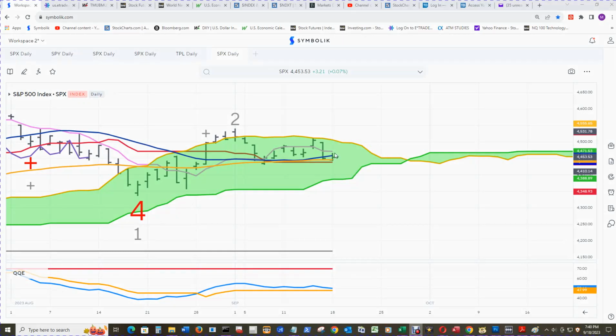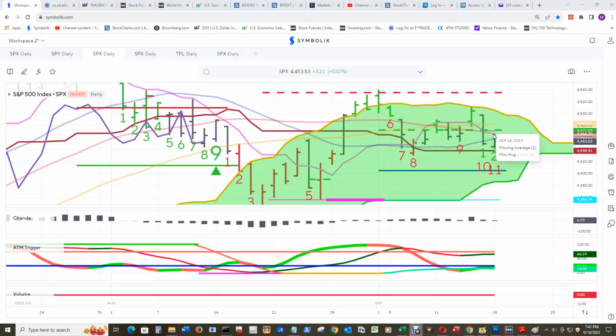21 EMA 4465.98, right below the conversion line and right above the 20 simple moving average. So there's a line right in between there and the 35 simple moving average. We'll go look at that. And the 35 simple moving average too here reads 4466.30. And then the 50 simple moving average is up there at 4483.60.